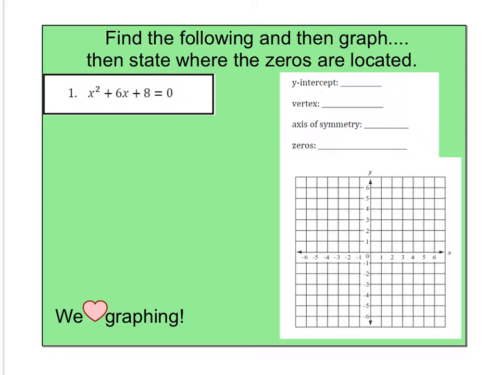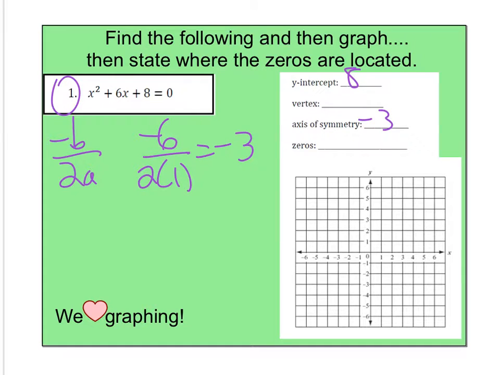So anyway, you're going to follow the same steps you did yesterday, figuring out the negative 2b and all that fun stuff, and then figuring out where it crosses the x-axis. When I start looking at number 1 here, my y-intercept will be 8. My axis of symmetry is negative b over 2 times a, so that's negative 6 over 2 times 1, which is negative 3. So here is my axis of symmetry. My y-intercept is 8, so it's about right there.